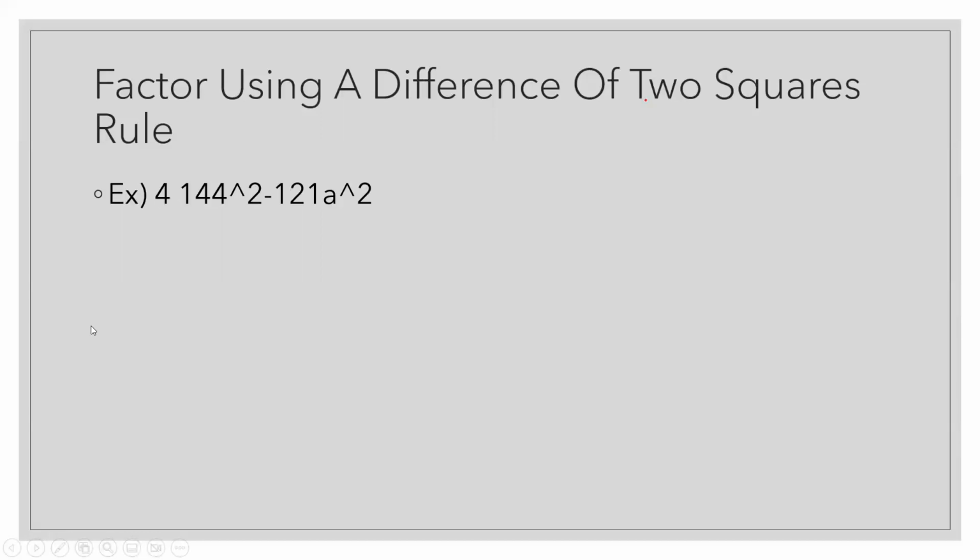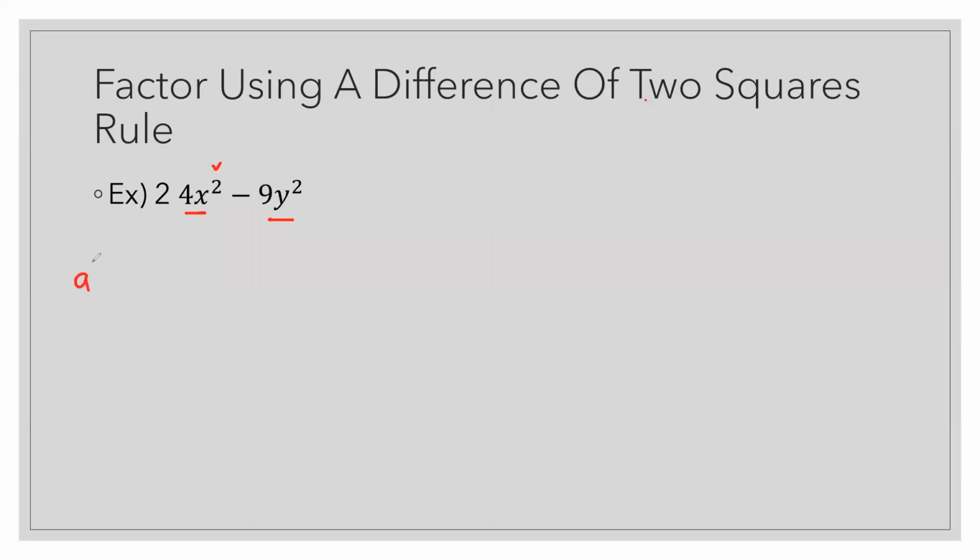Oops, that was example 2. Here we are. Example 2 is 4x squared minus 9y squared. So can we use difference of squares? Yes, because there's exactly two terms and there's a minus in the middle and then there's a power 2.